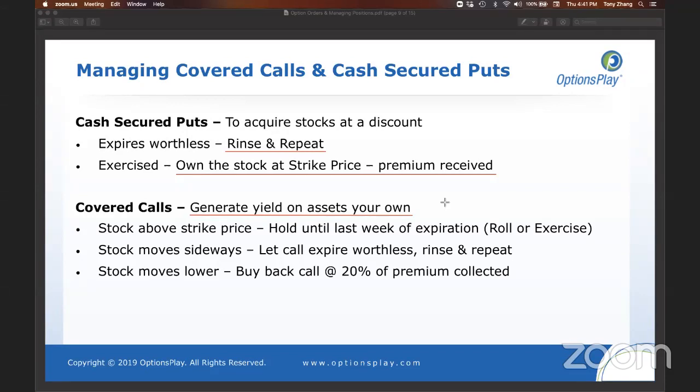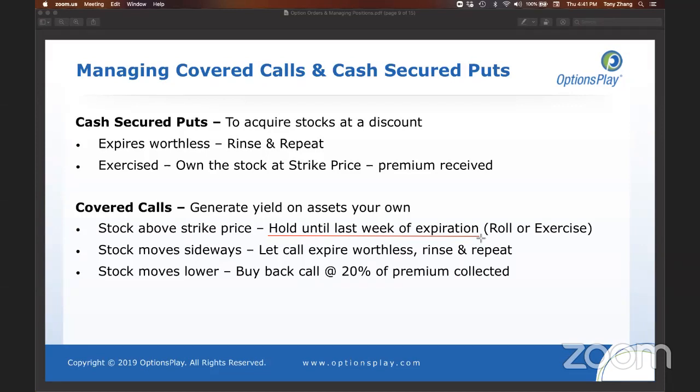So I think first I want to address what happens if the stock moves significantly higher, because this is really where we tend to see some users panic because you have an unrealized loss on that short call that you've sold against the stock that you own, and you're not sure what to do. And the rule of thumb here, whenever you're selling a covered call and the stock goes above its strike price prior to expiration, is to simply hold on to that covered call until the last week of expiration before you try to do anything.